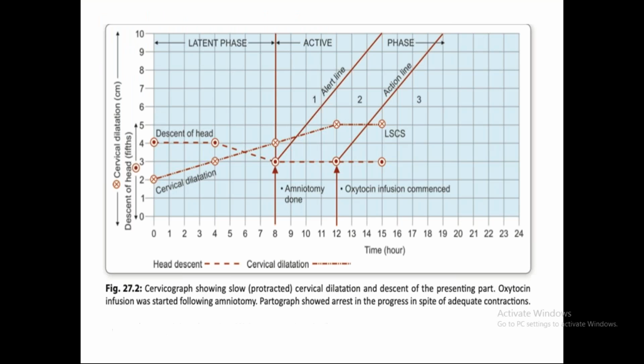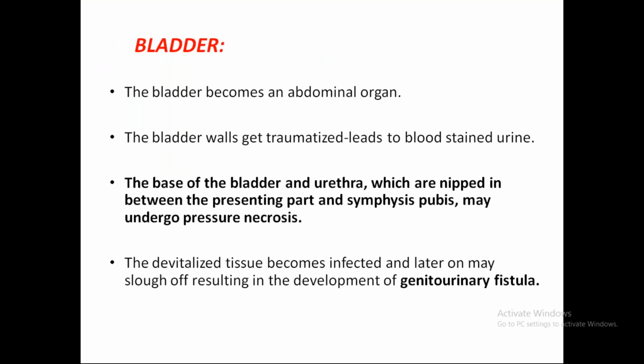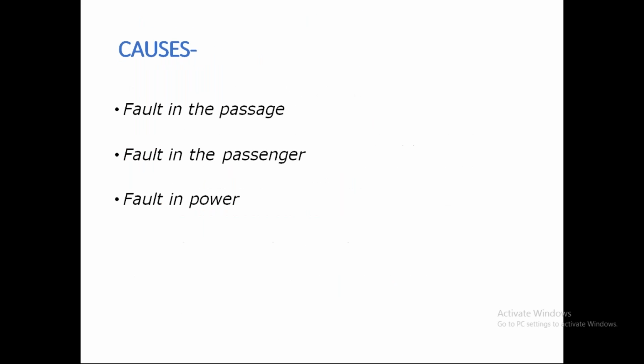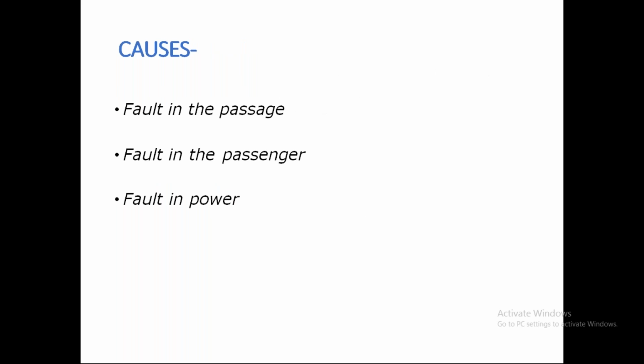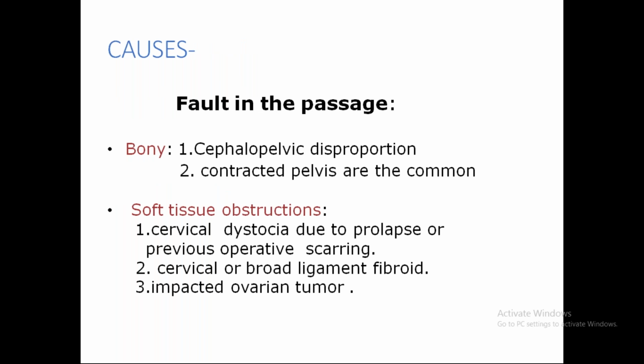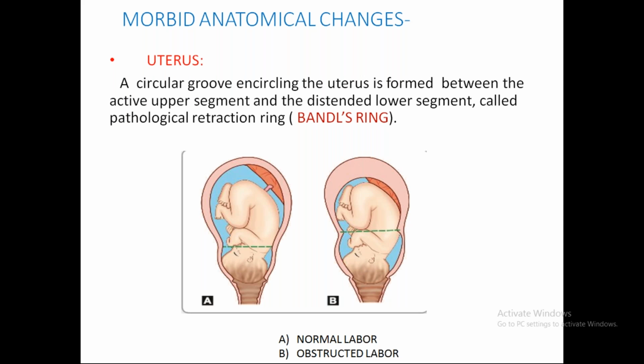I think you understand. Again, I am going back. The definition of obstructed labor, they will ask you in the exam. Obstructed labor is a condition where, in spite of good uterine contractions, the progressive descent of the presenting part is arrested due to mechanical obstruction. Fault in the passage, passenger, power. So these are the faults in the passage. Passenger faults are malpresentations and malpositions, big baby, locked twins, anomalies.